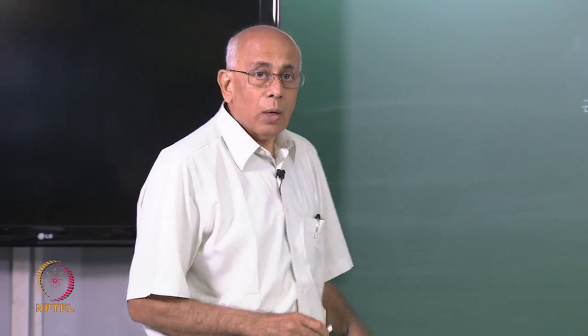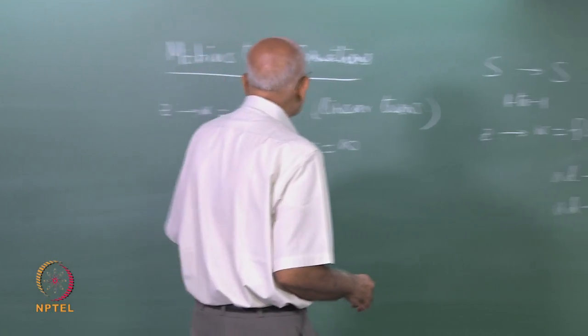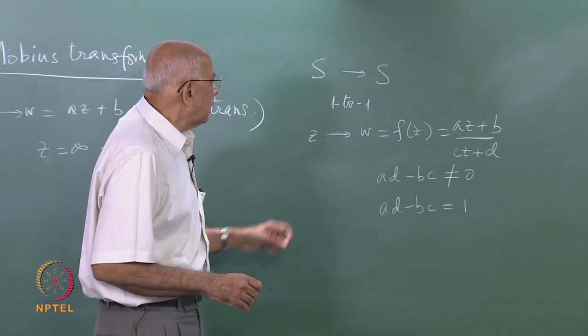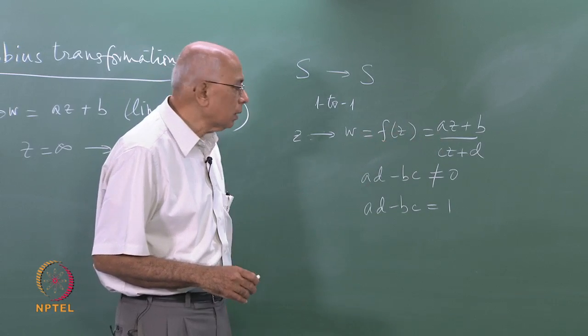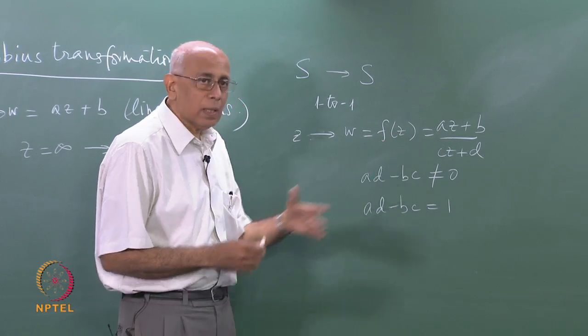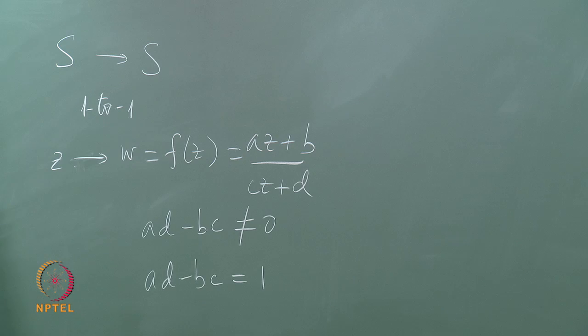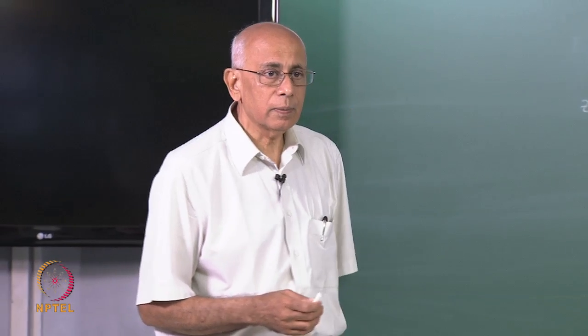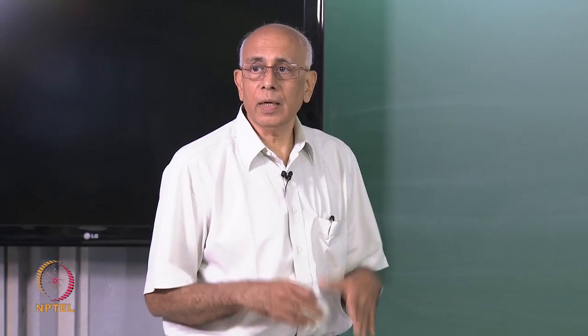So now the statement is that this most general map called a Möbius transformation is a map from Z to W, which is defined by this ratio here, such that these coefficients are arbitrary complex numbers satisfying this condition AD minus BC equal to 1, and that is what a Möbius transformation is in the most general case. Now these transformations have a very large number of very interesting properties.